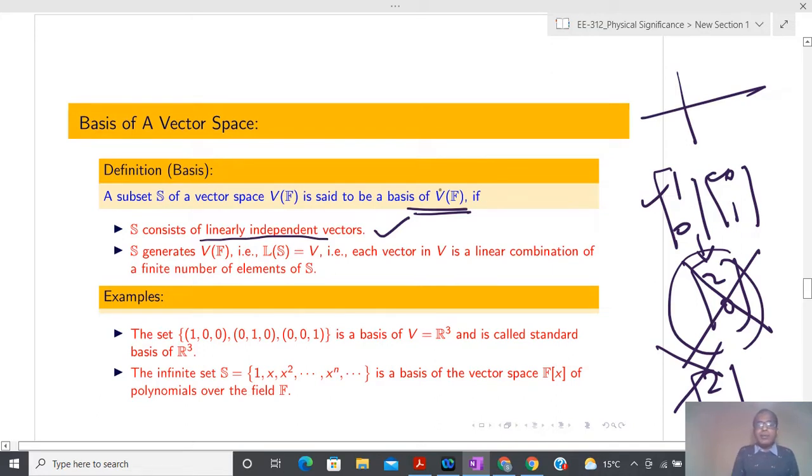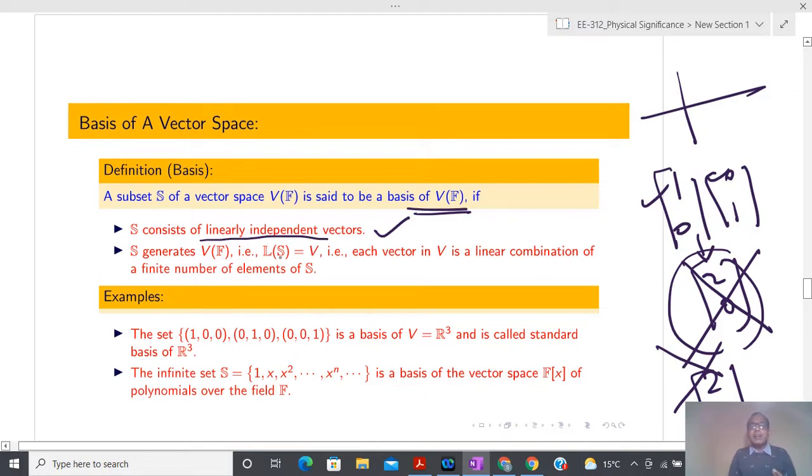So whenever we are defining the basis, the first requirement is that S consists of linearly independent vectors. So whatever extra vector is expressed as a linear combination of all the other vectors inside that set, we have to remove it. After that, S generates V(F).